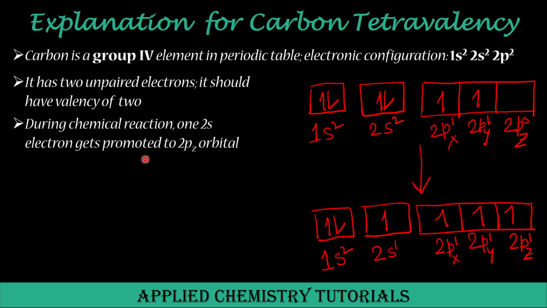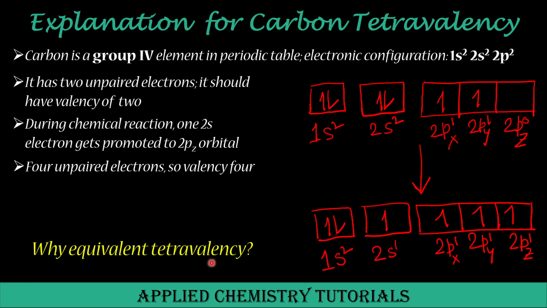During a chemical reaction, it absorbs energy and one of the 2s electrons of carbon gets promoted to the 2pz orbital. So now the total number of unpaired electrons is 4. So now it should have a valency of 4. But the question is, why equivalent tetravalency?